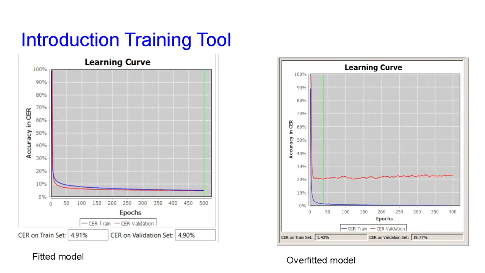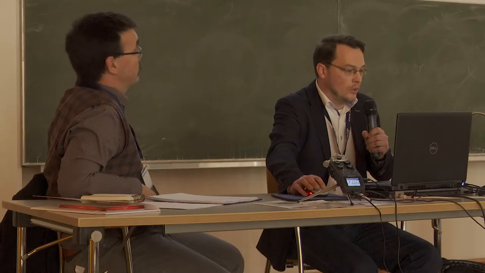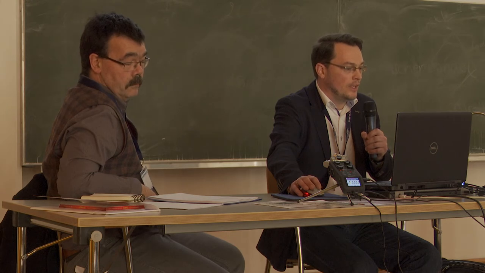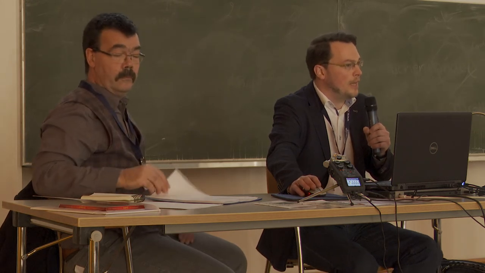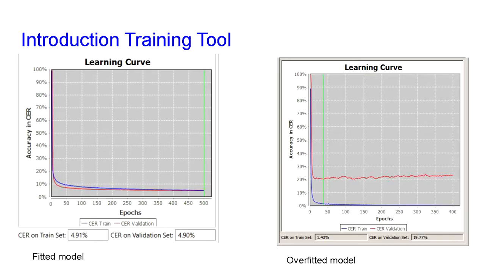which means that the CER, which stands for character error rate, and the lower the CER, the better your model is, right? And if your training CER and your validation CER are more or less the same, you have managed to train a very well-fitted model. However, if there is a great difference between training CER and validation CER, you have overfitted your model.